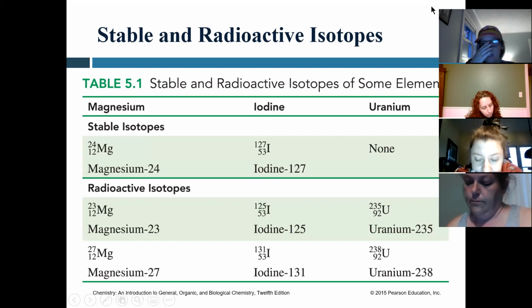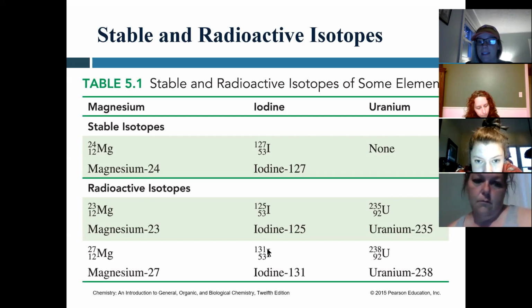So let's see, stable and radioactive isotopes for some elements. You do not need to have these memorized. There are lots of isotopes out there, but just some things that we look at. Some stable isotopes: magnesium 24, which is 12 protons and 12 neutrons, is stable. That means it's not going to decay. You can write it like this, or we can write it as magnesium-24.